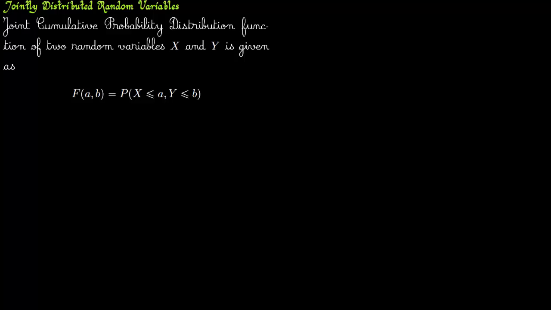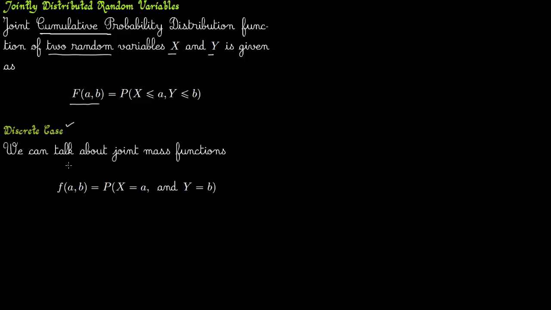We now talk about jointly distributed random variables. The joint cumulative probability distribution function of two random variables, say x and y, is given as the cumulative probability distribution function. This is equal to probability that x is less than or equal to a, comma, y is less than or equal to b. We will make sense out of this, and we would first like to focus on the discrete case.